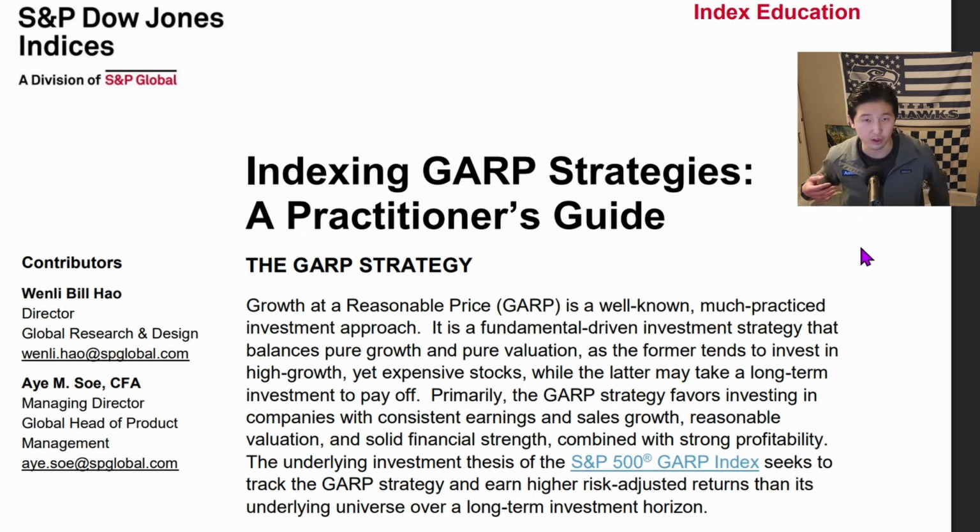But before we go any further, I think I should define what GARP is. So GARP stands for growth at a reasonable price. It's a well-known, much-practiced investment approach. It is a fundamental-driven investment strategy that balances pure growth and pure valuation, as the former tends to invest in high growth, yet expensive stocks, so think like a PE ratio of like 400. Like Palantir, while the latter may take a long-term investment to pay off because you're investing into a turnaround story, a rebound story, or a stock that's really beaten up. You fuse the two and you get growth at a reasonable price. You buy into a high-quality compounder at the right price.